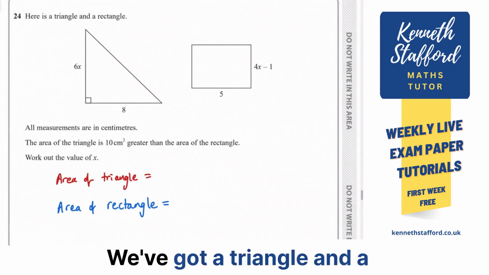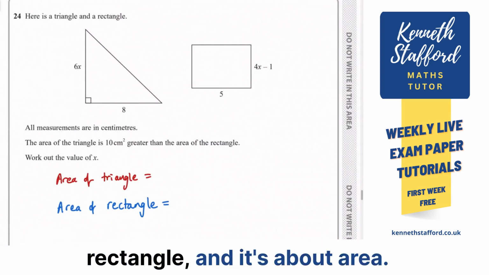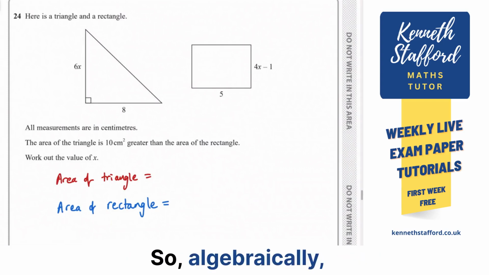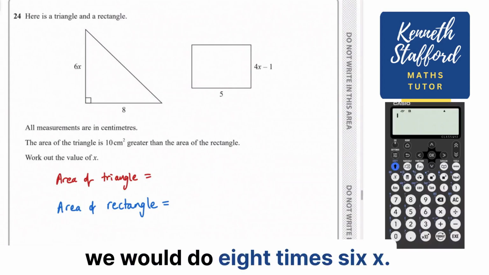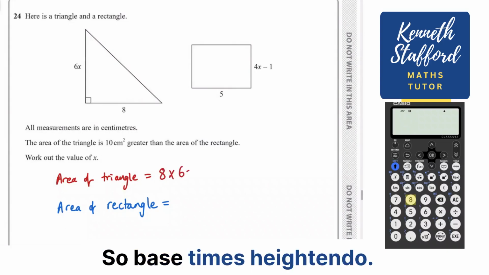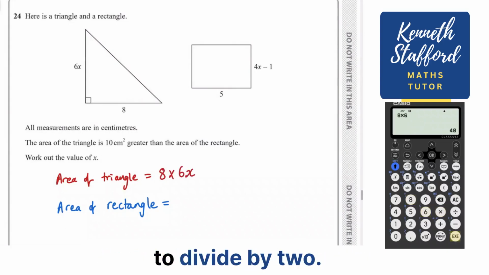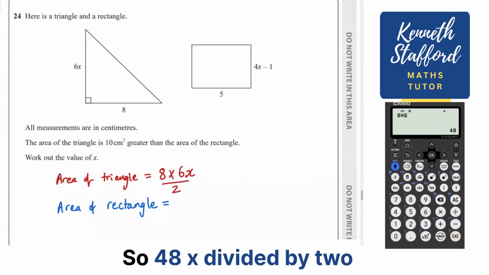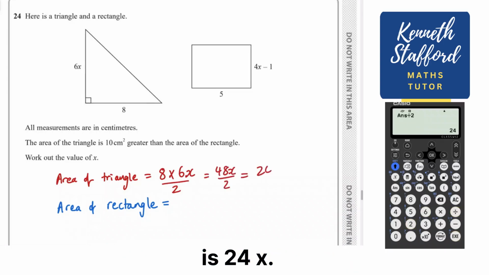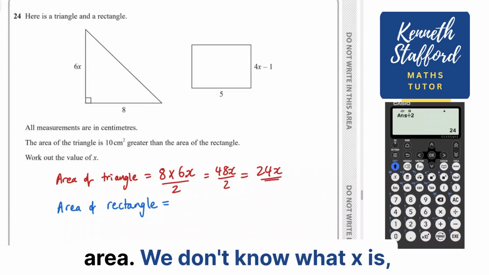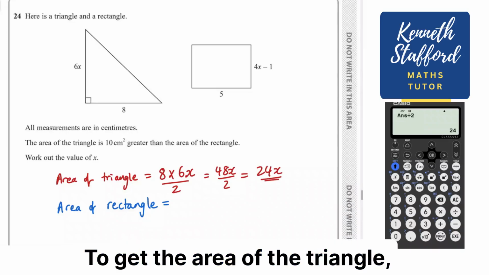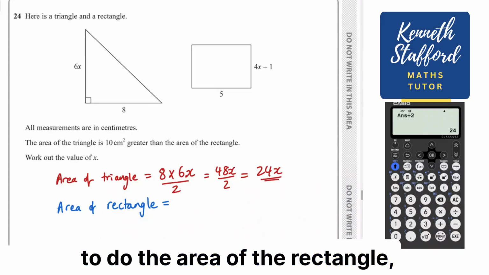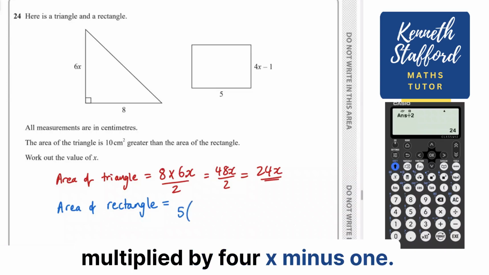Question 24, we've got a triangle and a rectangle, and it's about area. So algebraically, the area of the triangle, we would do 8 times 6x. So base times height, and we've got to remember to divide by 2. So 48x divided by 2 is 24x. So that is an expression for the area. We don't know what x is, but whatever it is, you times it by 24 to get the area of the triangle.